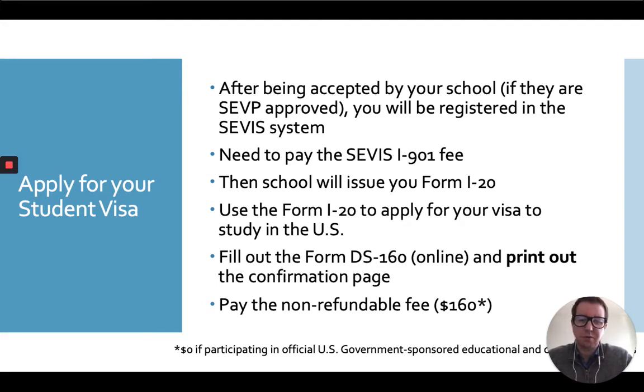In order to apply, though, you'll need to go to the embassy. You can do this actually online. So you'll need the form DS-160. And basically you fill it out online, and then you print out the confirmation page. And then you pay the fee, which is around $160, but it could be cheaper, and it could even be free, actually, depending on what the conditions are. So that's definitely something to consider and to explore more about.